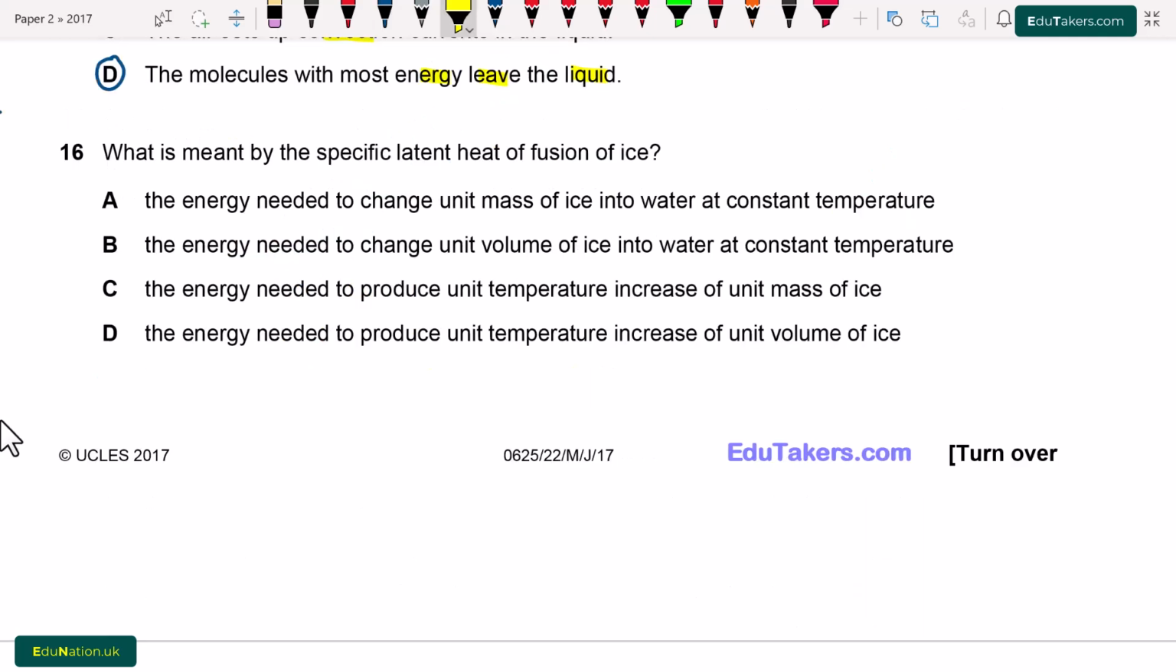Question number 16. What is meant by the specific latent heat of fusion of ice? Option A. The energy needed to change unit mass of ice into water at constant temperature. B. The energy needed to change unit volume of the ice into water at constant temperature. C. The energy needed to produce unit temperature increase of the unit mass of ice. D. The energy needed to produce unit temperature increase of unit volume of the ice. So the specific latent heat of fusion of ice is basically the energy needed to change unit mass of the ice into water at constant temperature. So option A is correct from here.